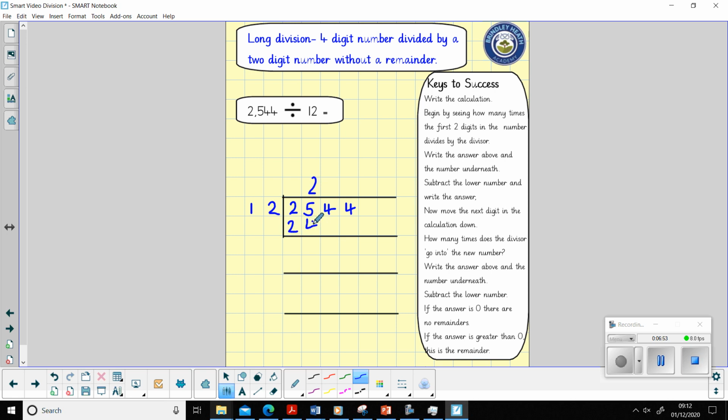And just like before, because these numbers here are different, I need to do some subtraction. 5 take away 4 is 1. 2 take away 2 is 0. Then I bring that 4 down.